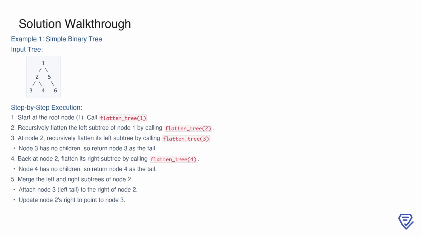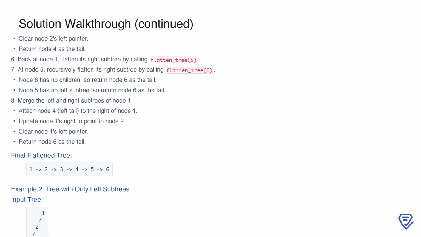At this point, node 2 has flattened left and right subtrees. We merge them by attaching the tail of the left subtree, which is node 3, to the right of node 2. We then update node 2's right pointer to point to node 3. This completes the process of flattening node 2's subtrees. Now that node 2's subtrees are flattened, we clear its left pointer because the tree is being converted to a linked list format. At this point, node 2's right subtree ends with node 4, so we return node 4 as the tail. Back at the root node, 1, we proceed to flatten its right subtree by calling flatten_tree5.